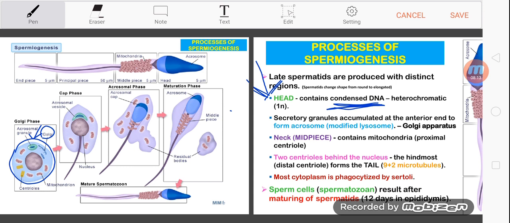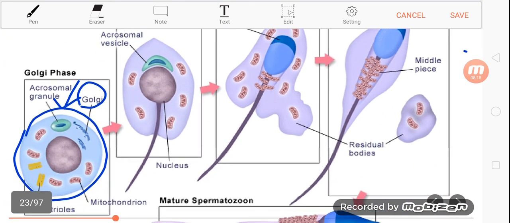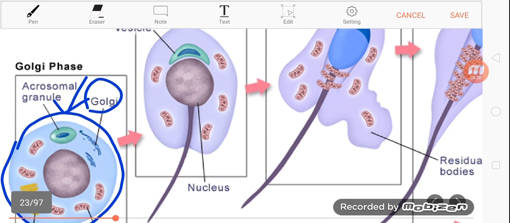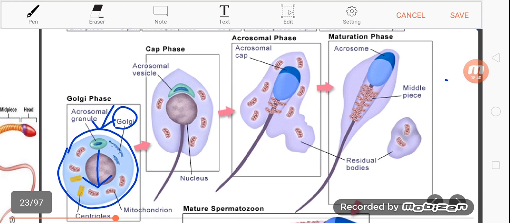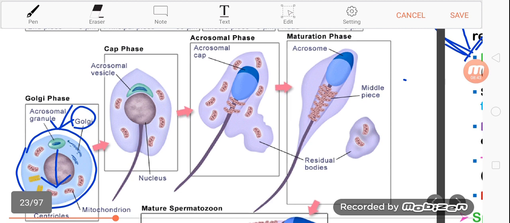The third point over there is the neck, the midpiece. At the opposite pole to the acrosome accumulation, mitochondria start to accumulate at the opposite pole over here. And at the same time, the centriole. Can we see any centriole over here? The centriole also accumulates or migrates into this pole over here.